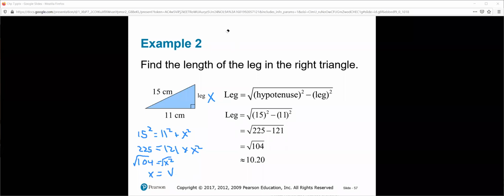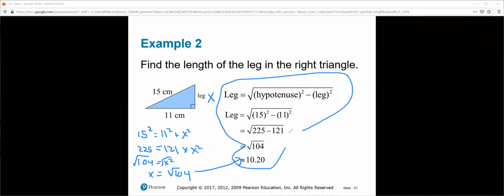X equals the square root of 104, which roughly equals this. Take your time. Just because the book has it organized in this fashion, if that's not something that's jiving with you, write it down in your own way. I want you to be able to do it. I don't necessarily care that you do it in the Pearson Education Incorporated 2017 copyright version. I want you to be able to do it correctly, right?